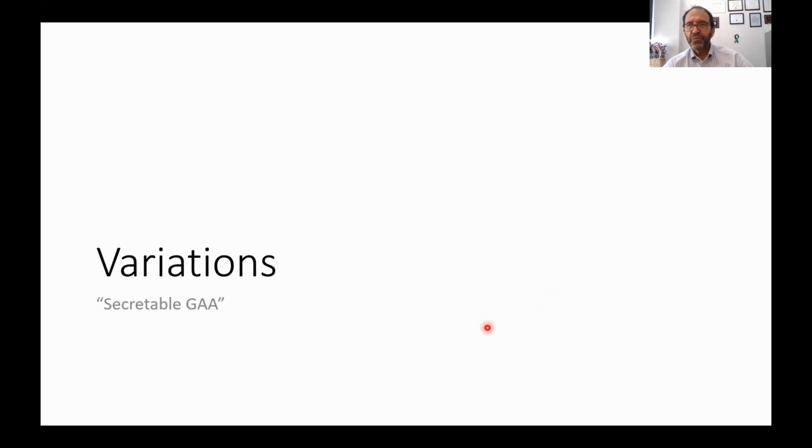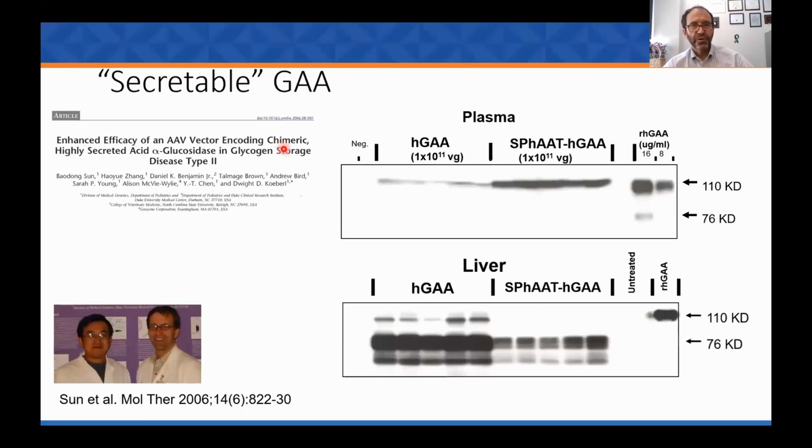So there's something that's been developed in gene therapy called Secretable GAA. And we did a study of this in 2006. It's modifying a part of the GAA protein so it escapes the liver more readily and then could be present in the blood at a higher level. So this SP version is the secretable version. And you can see it's higher in the blood compared with regular GAA on the left.